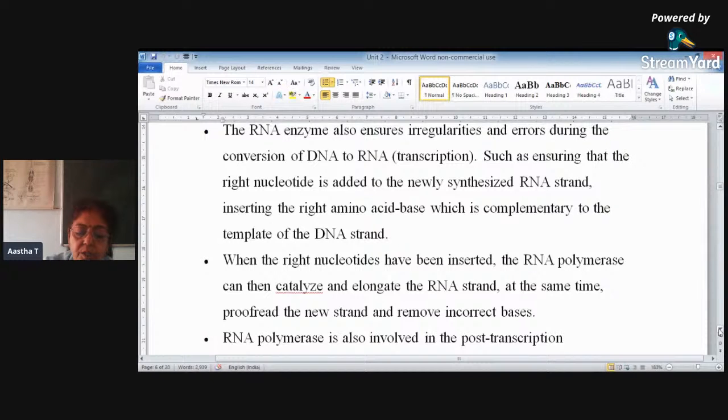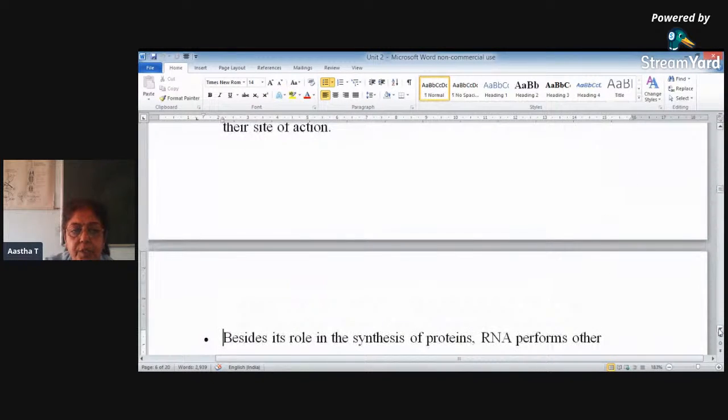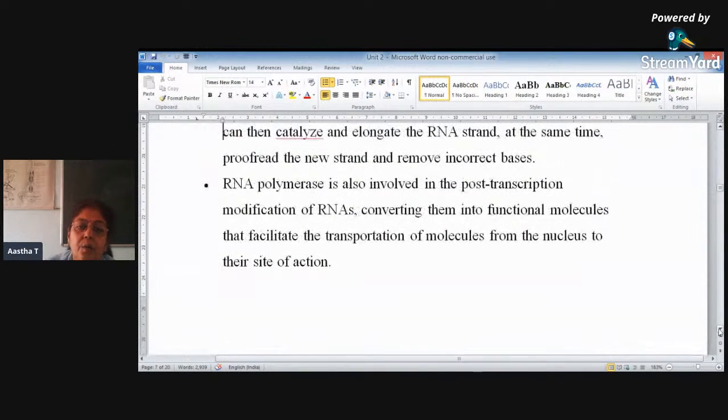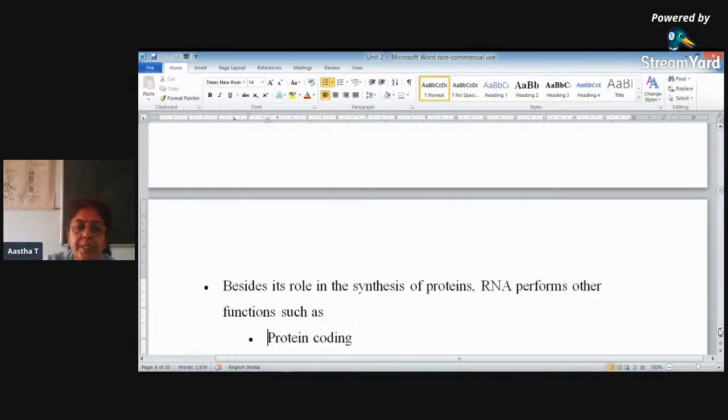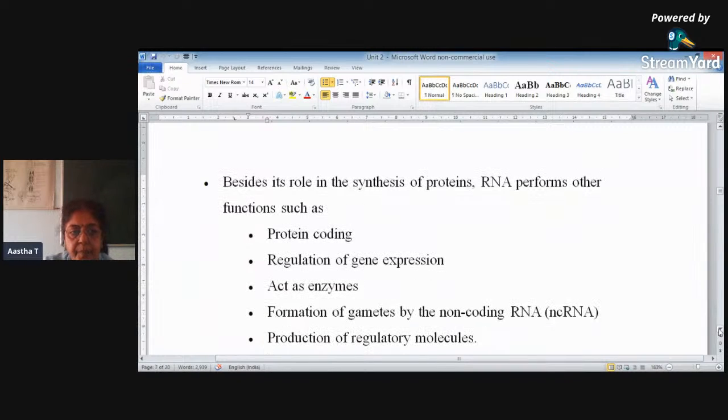RNA polymerase is also involved in post transcription, which is a main role played in eukaryotes. सो त्याच्यामध्ये पोस्ट ट्रान्स्क्रिप्शनमध्ये फर्स्ट थिंग इज RNA is synthesized in the nucleus, so it has to be transported to the cytoplasm. So it will be useful in the transportation of that RNA from the nucleus to the exact site of protein synthesis, that is ribosomes.